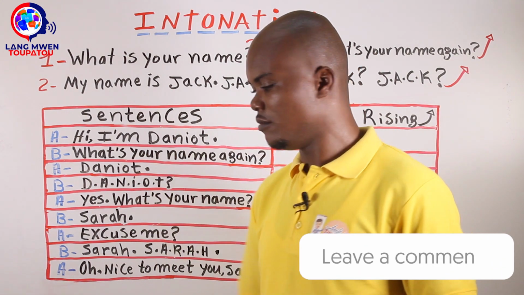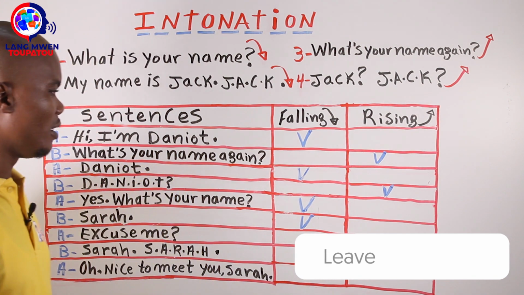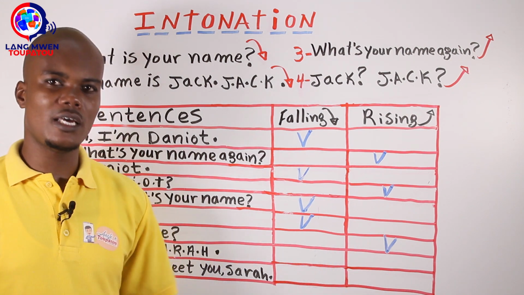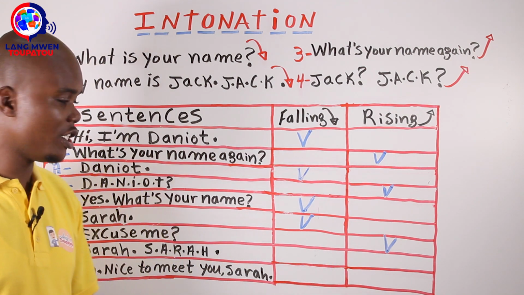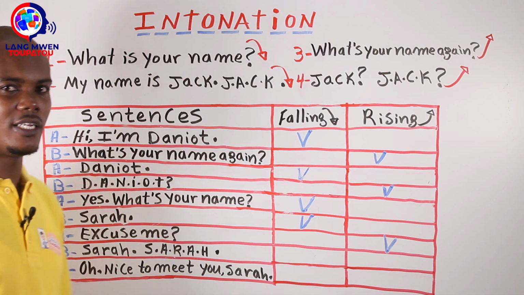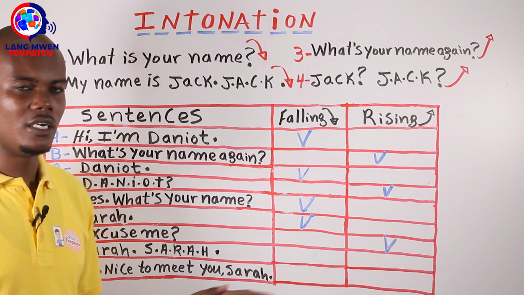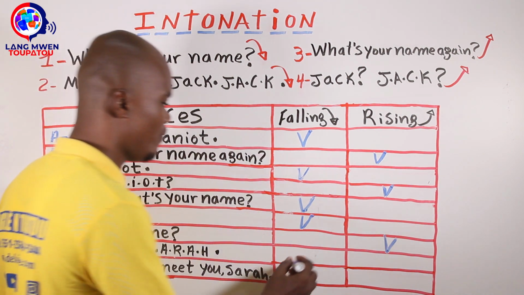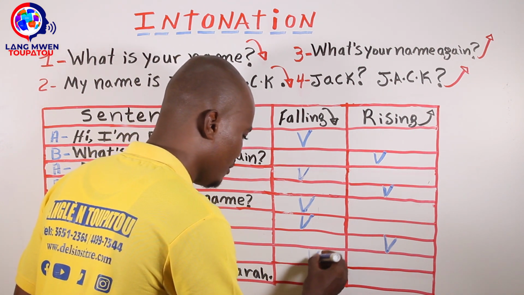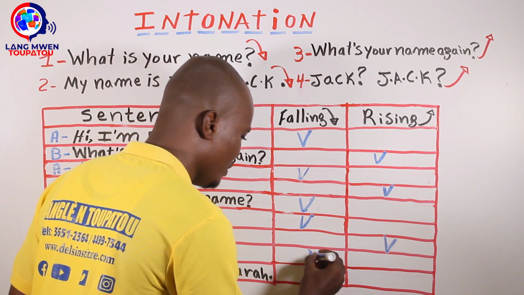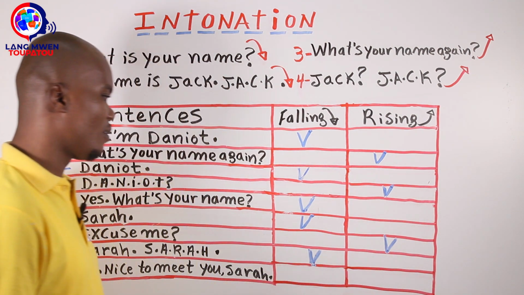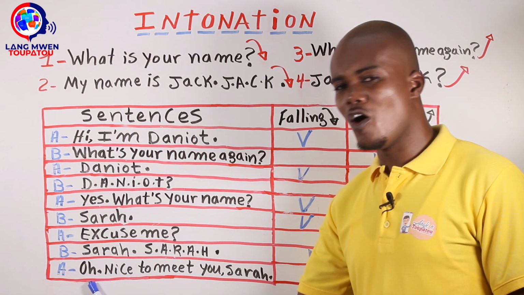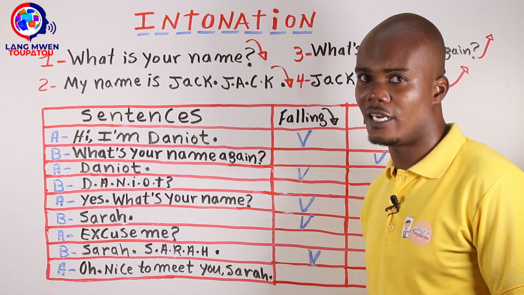You should comment below. Type below in the comment section to say what you find. And it's a falling intonation because you lower your voice at the end of this sentence. You say Sarah, Sarah. At the end of this, you lower your voice. It's a falling intonation. Good. And the last sentence, oh, nice to meet you, Sarah.